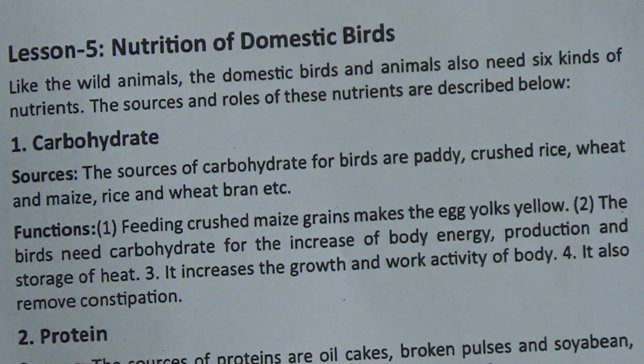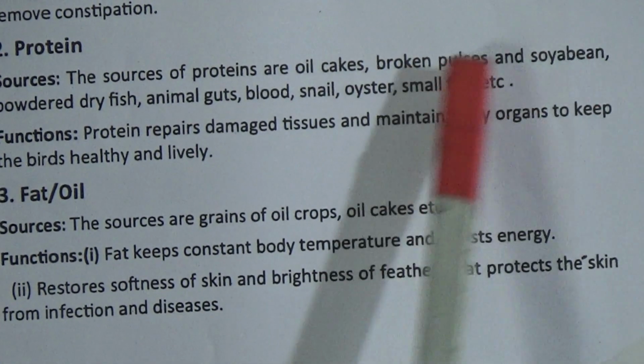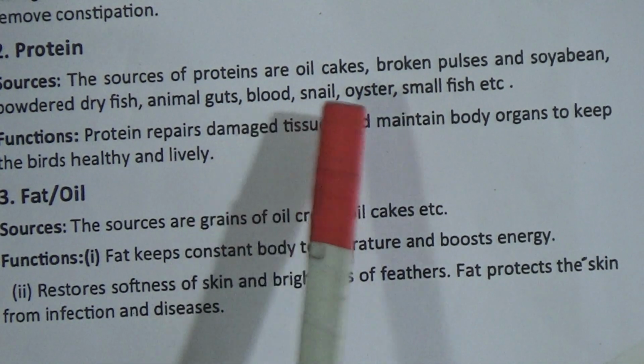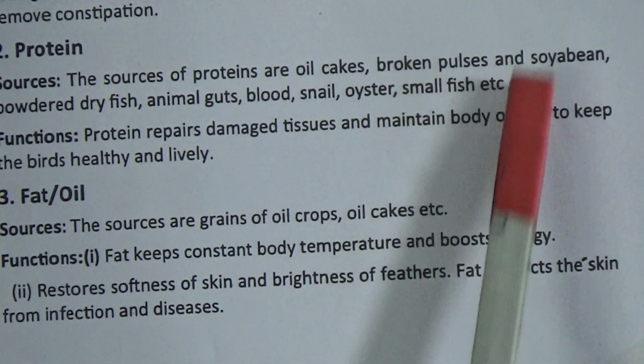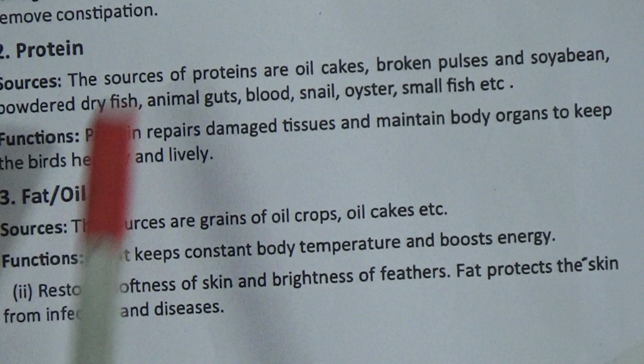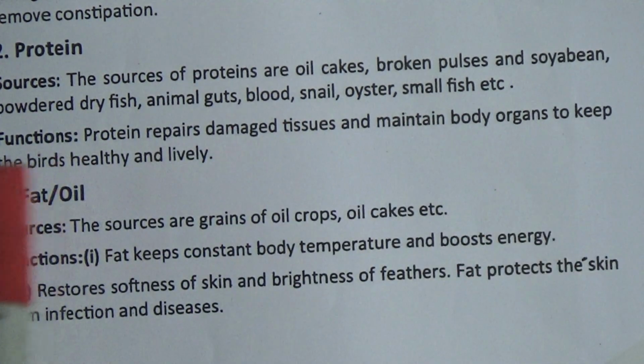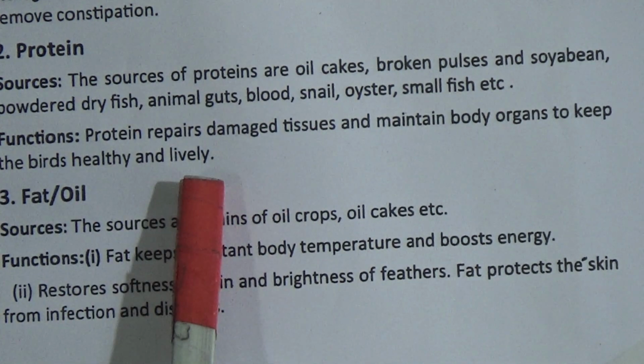Protein. Sources. The sources of proteins are oil cakes, broken pulses and soybean, powdered dry fish, animal guts, blood, snail, oyster, small fish, etc. Functions. Protein repairs damaged tissues and maintains body organs to keep the birds healthy and lively.